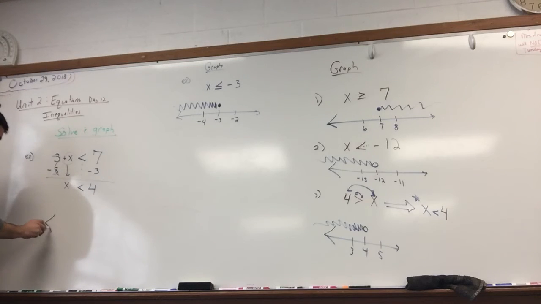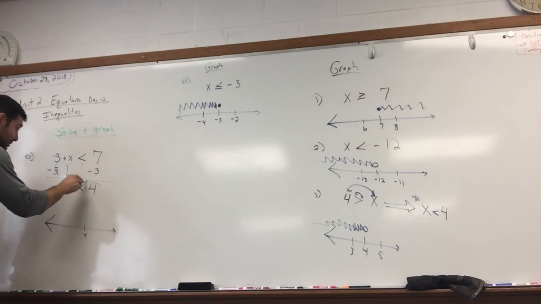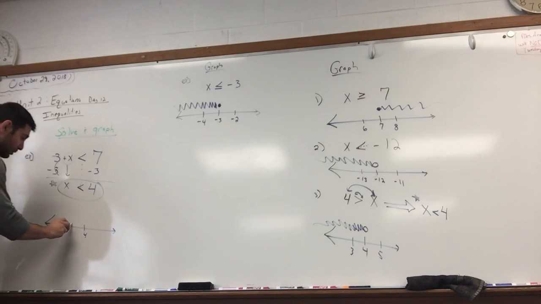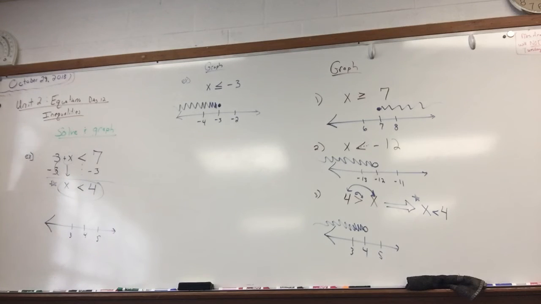So now we can graph. We want just the inequality. We have x is less than 4, so this is solved. When it says solve, this is my answer right here. When it says graph, this is my answer here. So 4, 3, 5. Open or closed circle, Mason? What do you think?